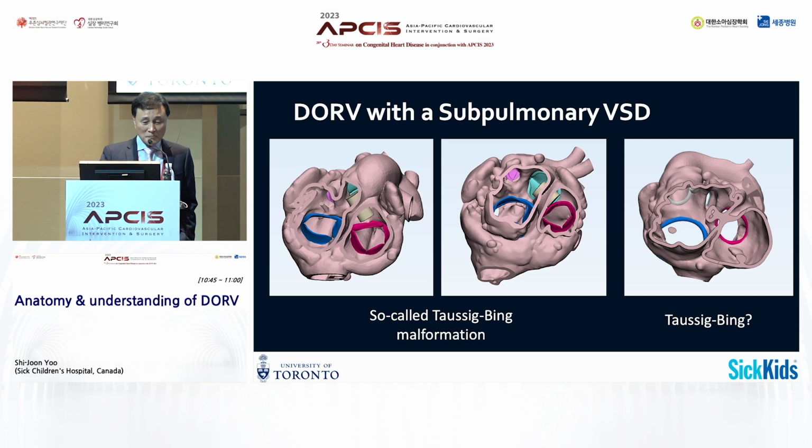Why? You remember Taussig-Bing malformation usually being associated with subaortic obstruction and aortic arch obstruction, right? Coarctation of the aorta or interruption of the aortic arch too. But here, if you look at the literature, Taussig-Bing malformation with mitral straddling is not associated with aortic outflow tract obstruction. More frequently, pulmonary outflow tract obstruction, because mitral valve tissue is hanging around. So that's why I'm telling you this Taussig-Bing malformation and this so-called subpulmonary VSD are completely different pathology.